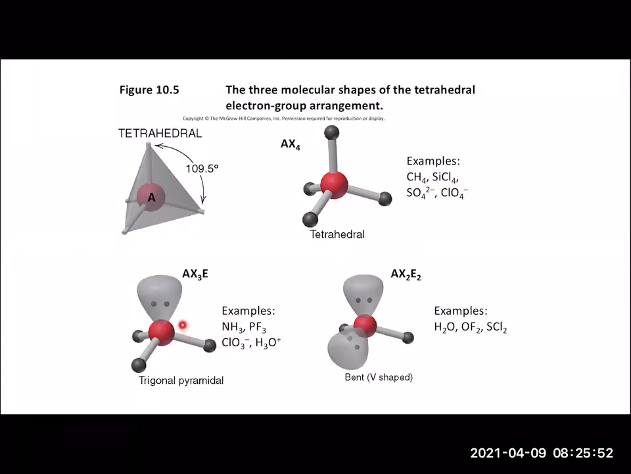Or if we replace one of those atoms with a lone pair, we end up with trigonal pyramidal. Examples would be NH3, PF3, ClO3 minus, or H3O plus. Now, if we have two lone pairs and two bonding pairs, that gives us a bent shape. We can have water, oxygen difluoride, sulfur dichloride.